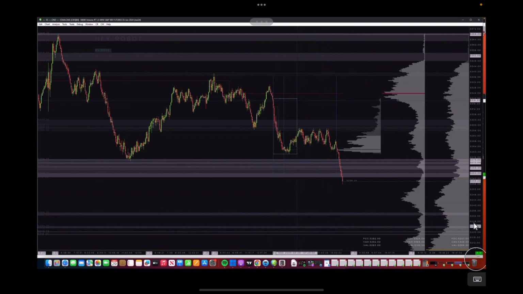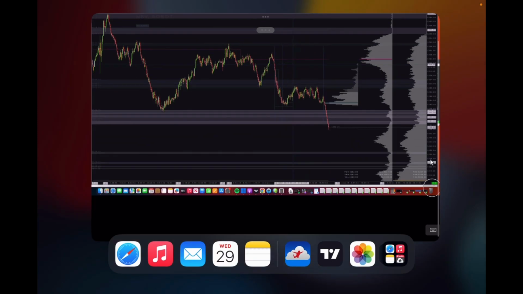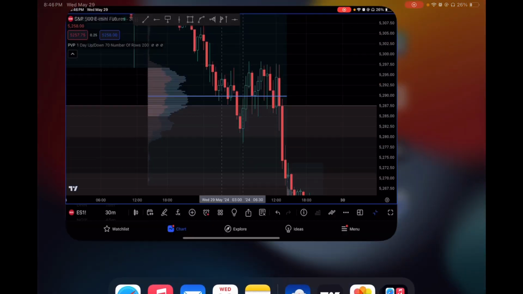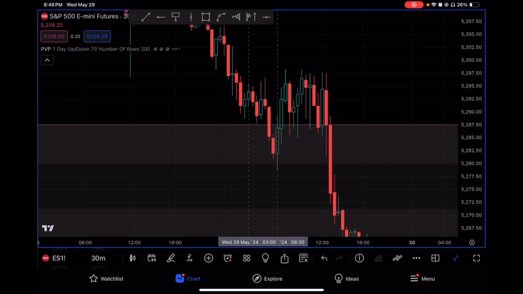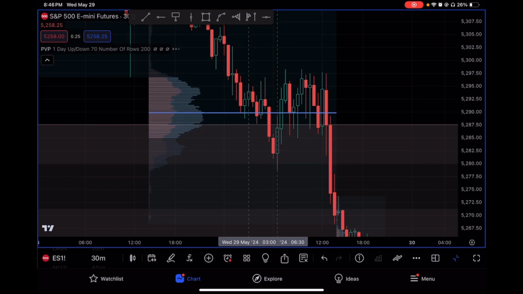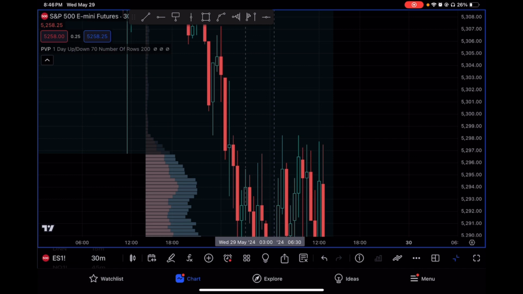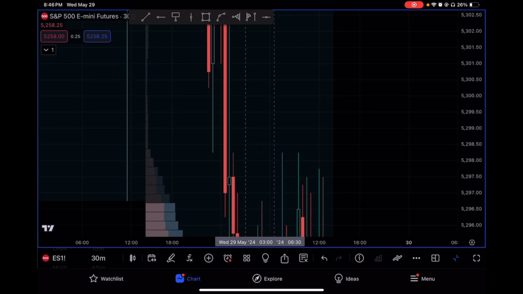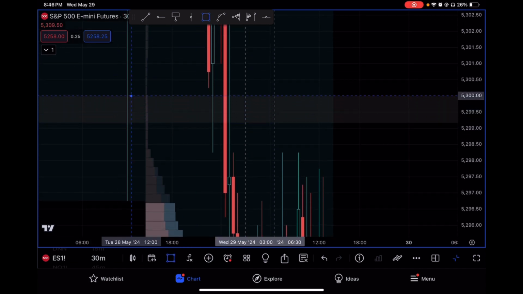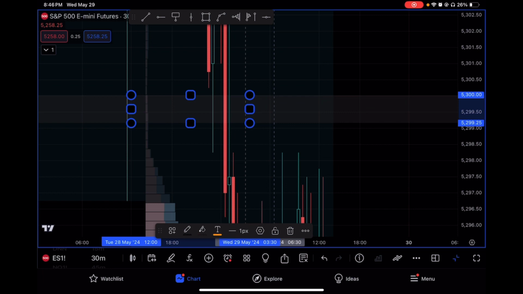Okay, so I'm going to show you in TradingView, since you're saying this is your platform of choice, so it's a little bit more familiar, the LVNs that I would mark. Okay, so here we see I've got this nice one here.